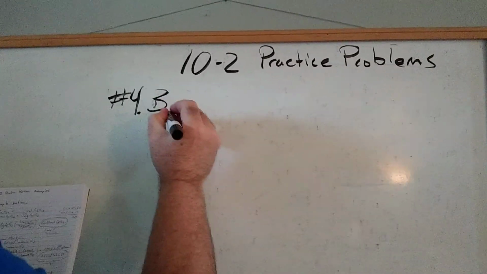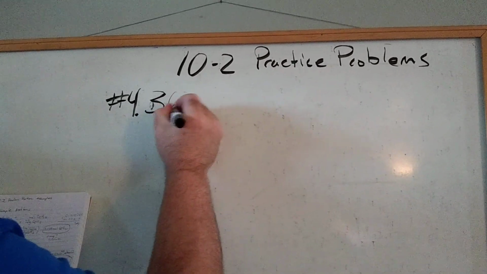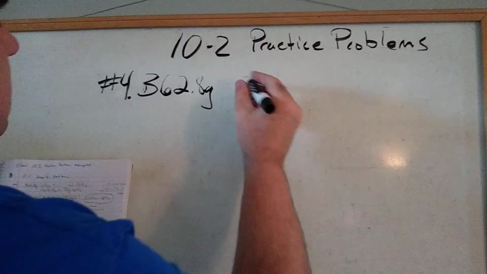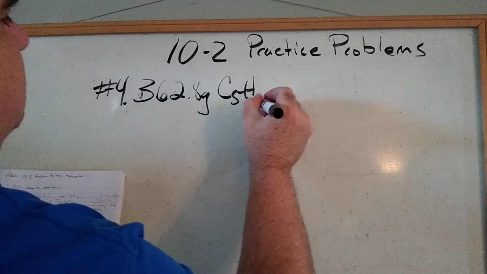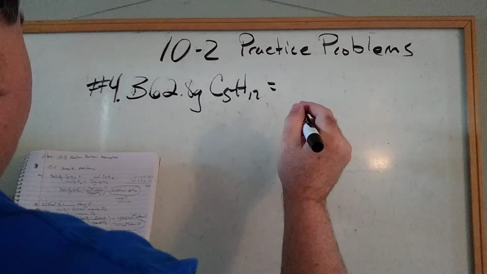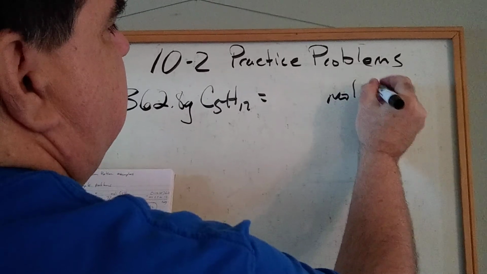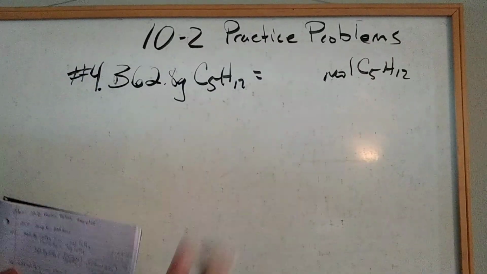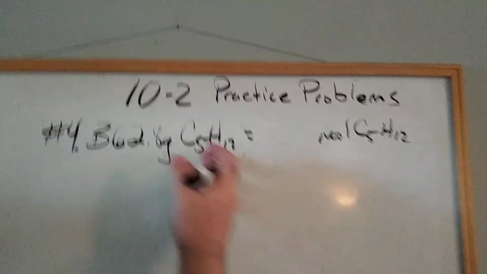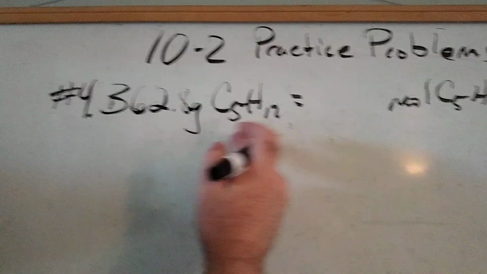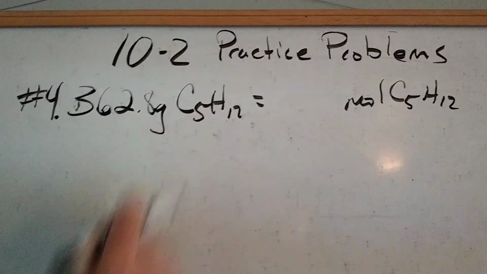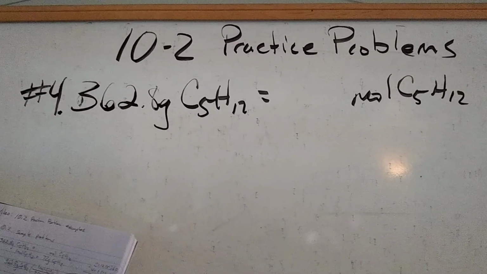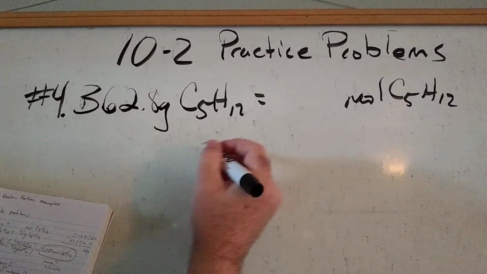We have 362.8 grams of C5H12, and we need to figure out how many moles of C5H12 there is. Again, good practice. Try to name these things that we're working through. Go back and look in your notes. This is a hydrocarbon, just carbons and hydrogens. This one would be pentane. 5 carbons, 12 hydrogens. So this is actually just pentane. We'll call it that from now on.